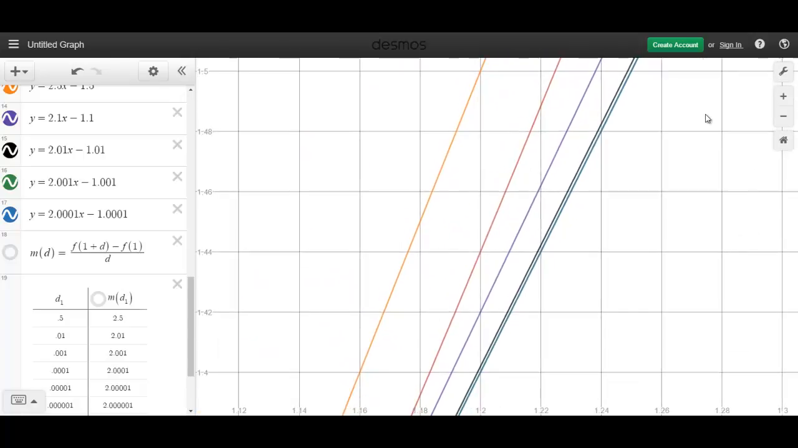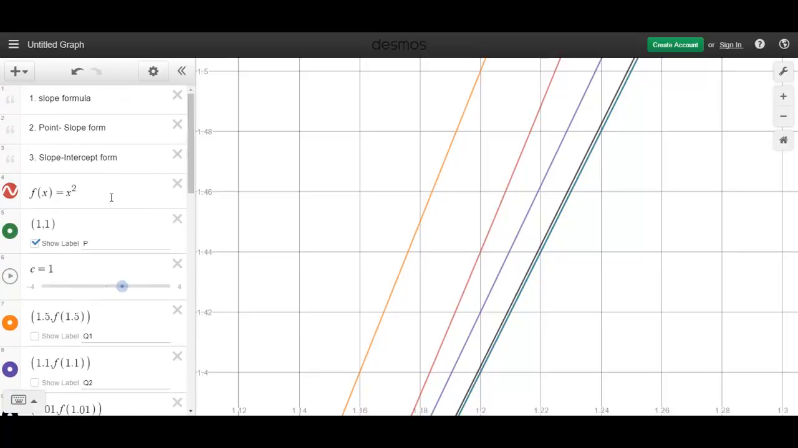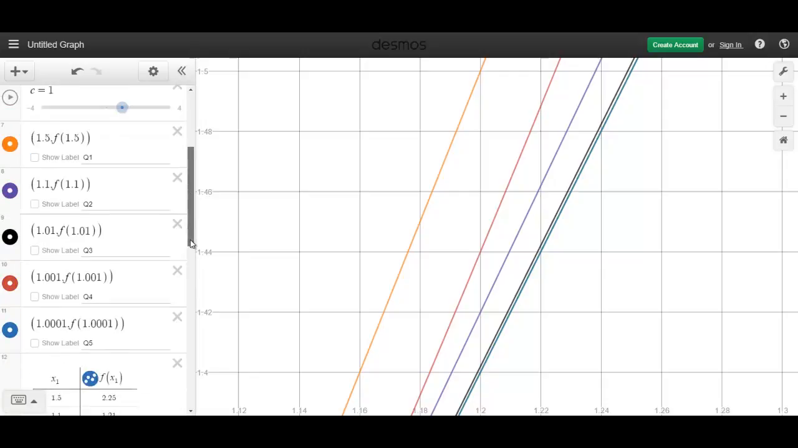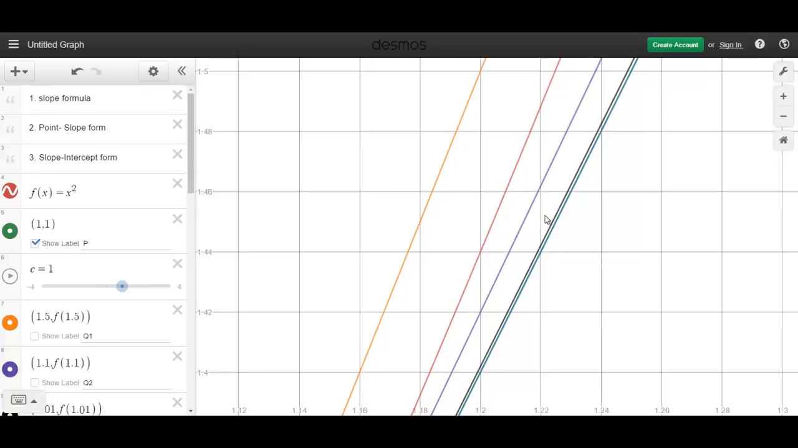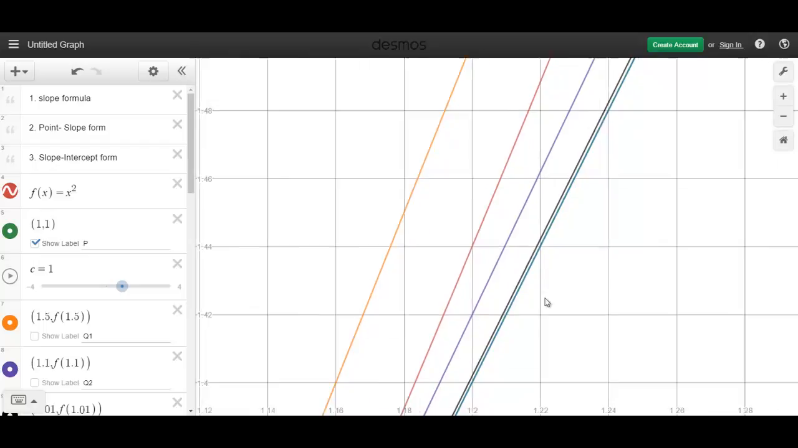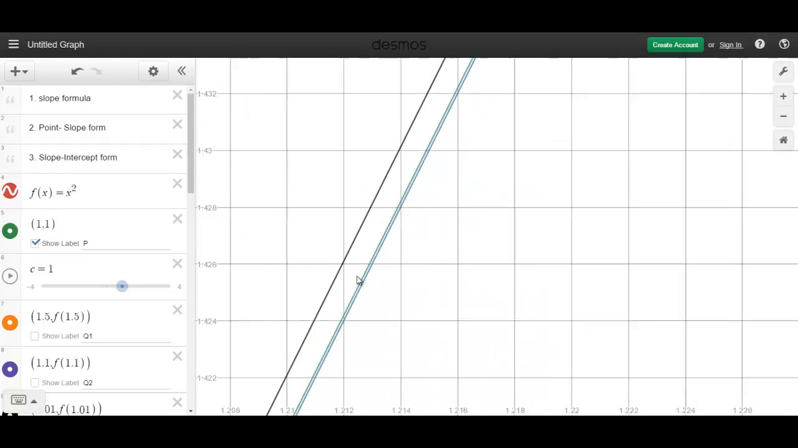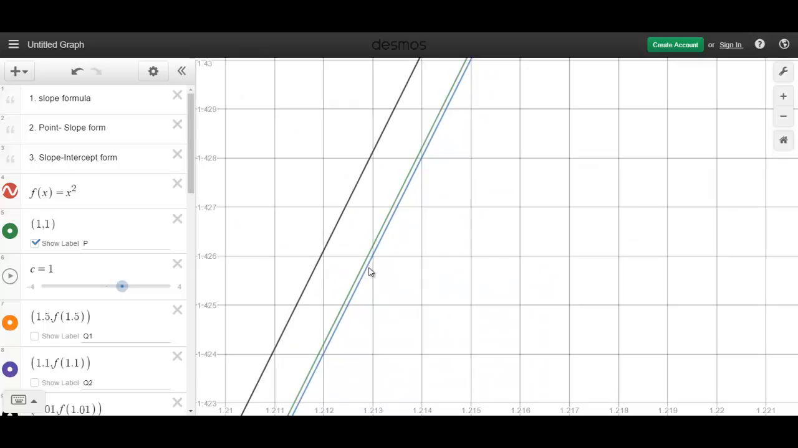Okay, so let's see. Orange, what do you have here? So red is the curve, and then the orange is the first secant line. It's the worst one. Purple was the second secant line. Then you had black. Then you had, let's zoom in even further, green. Then you had blue. Blue is the best estimate.